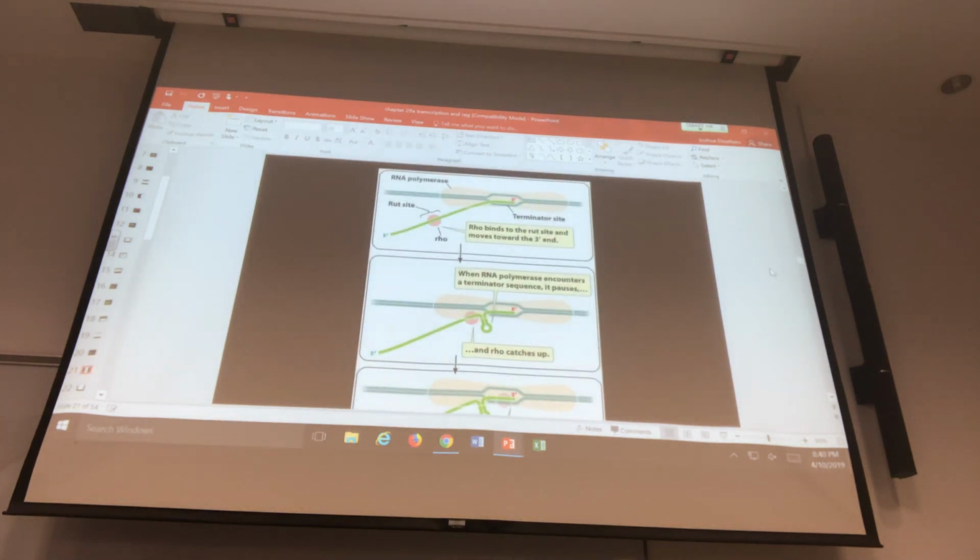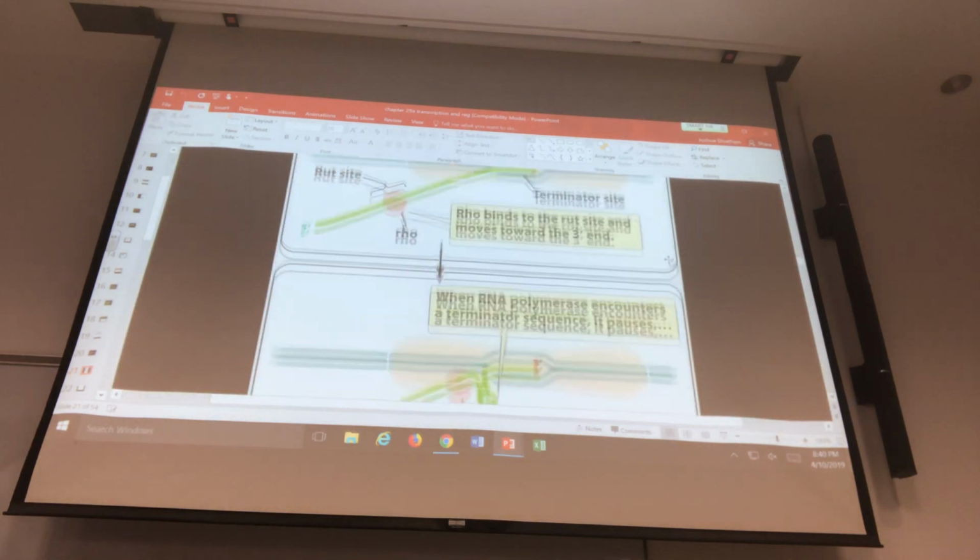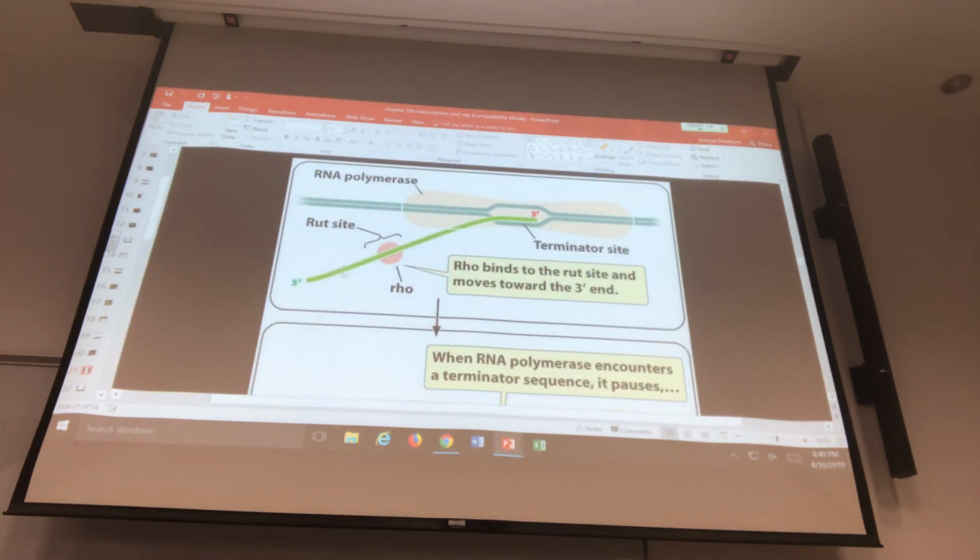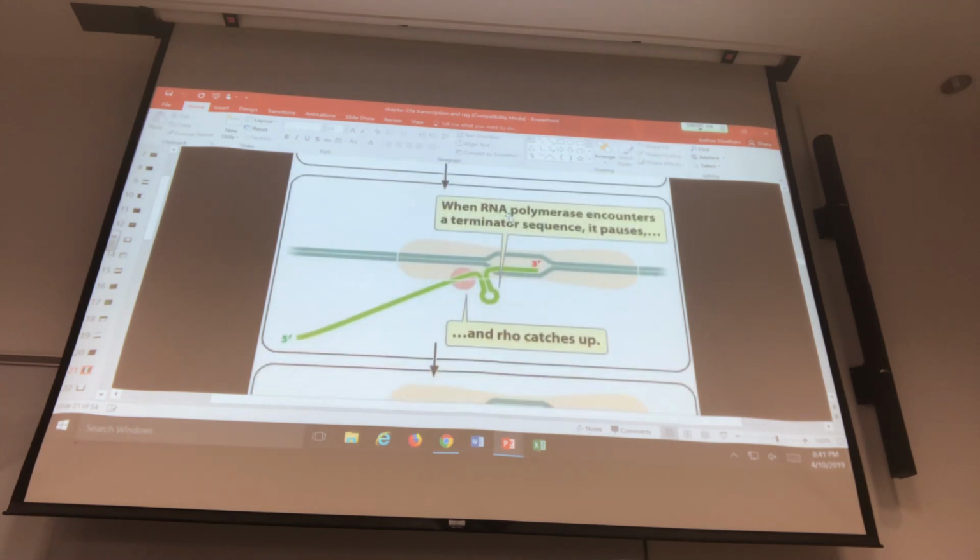This diagram here is a very good illustration of Rho-dependent termination. So, what we have here is that mRNA is being made through transcription, and there's a protein called Rho. So this only is for Rho-dependent termination. There's a protein called Rho that will bind to mRNA at a specific site called the RUT site. And what this Rho protein will do is it'll travel along the mRNA in a 5' to 3' direction until it encounters the RNA polymerase.